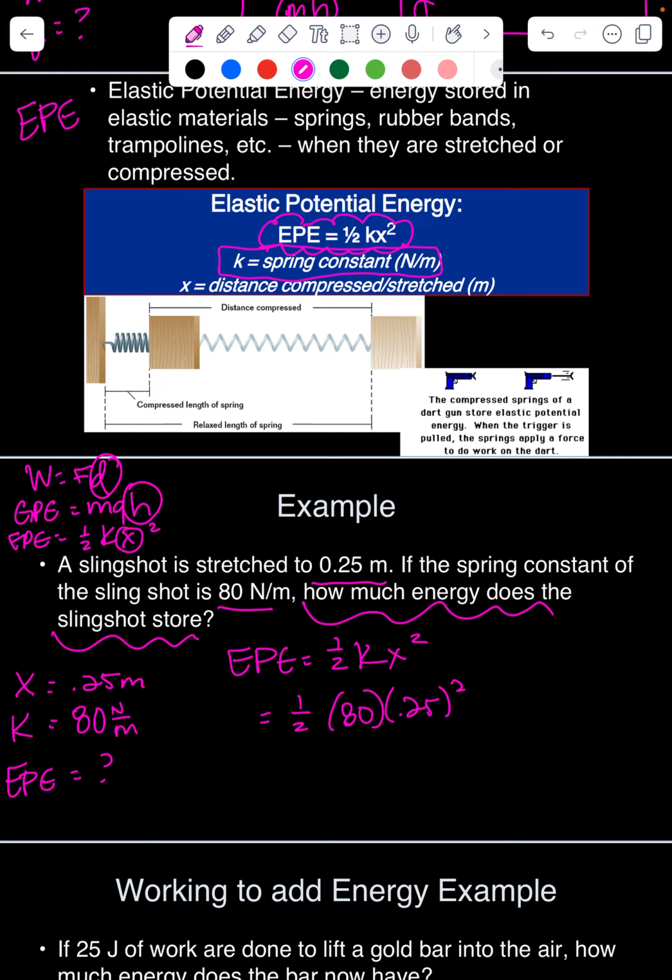As always, we are going to remember our order of operations. So you are going to plug in that 0.25 squared first, press equals, and then multiply it by 1/2 of 80, which is 40. Whenever you get that, you are going to get 2.5 joules. So as you pulled that slingshot back, you gave that slingshot 2.5 joules of stored energy.